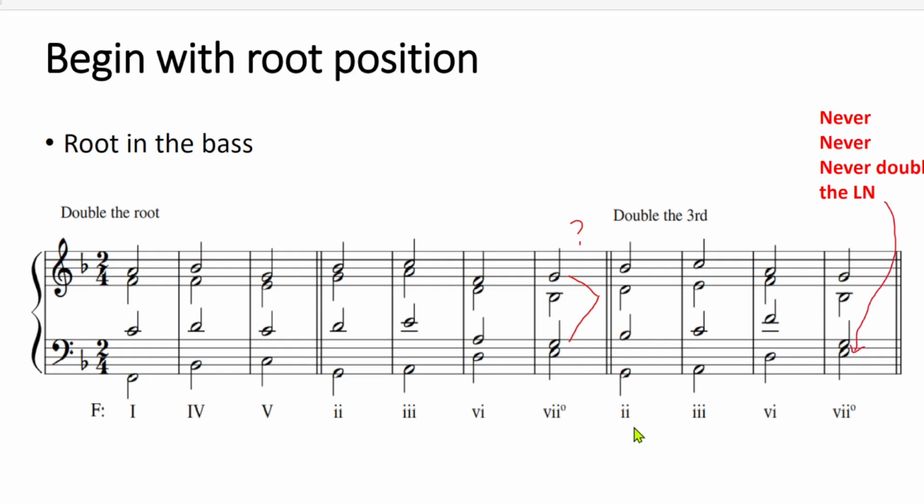There is another option for 2, 3, 6 chords, that is the secondary chords. We can choose to double the third, such as G, B flat, D, A, C, C, E, D, F, F, A. But again, when we go to the diminished chord, never double the leading note. That's very important, because it will cause parallels.